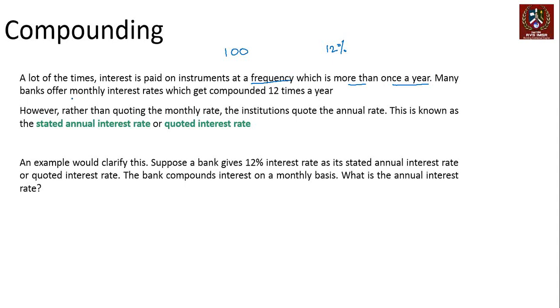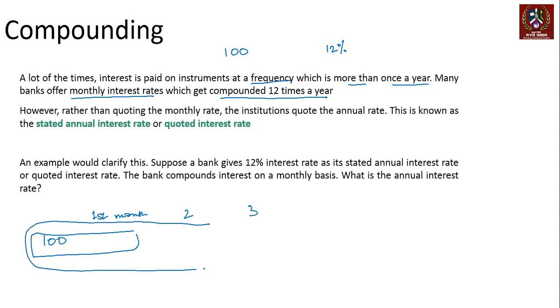For example, a bank that offers monthly interest can compound it 12 times a year. The interest you get in the first month gets added, and then in the second month you have the entire amount on which you get the interest. In the third month you have this entire amount on which you get the interest, and so on and so forth. So effectively the final return will increase, because now on every month's interest you are getting some more interest, right?